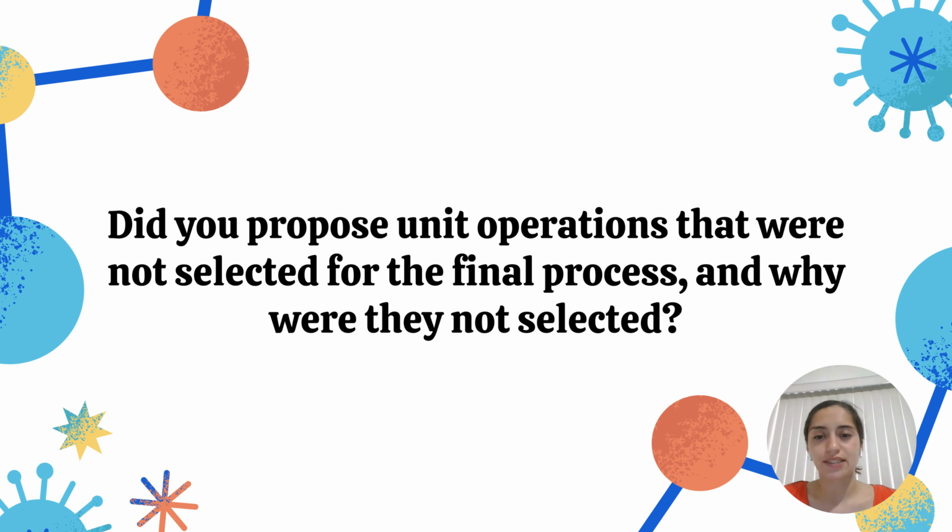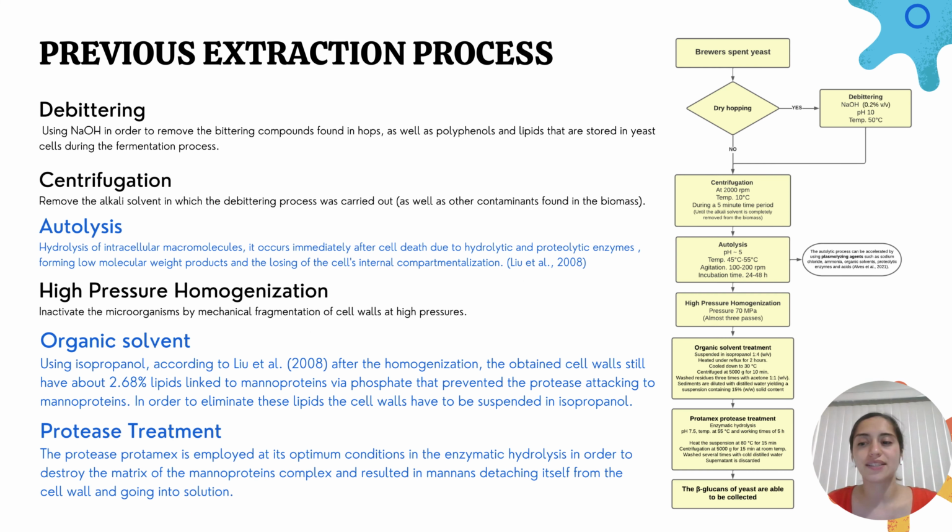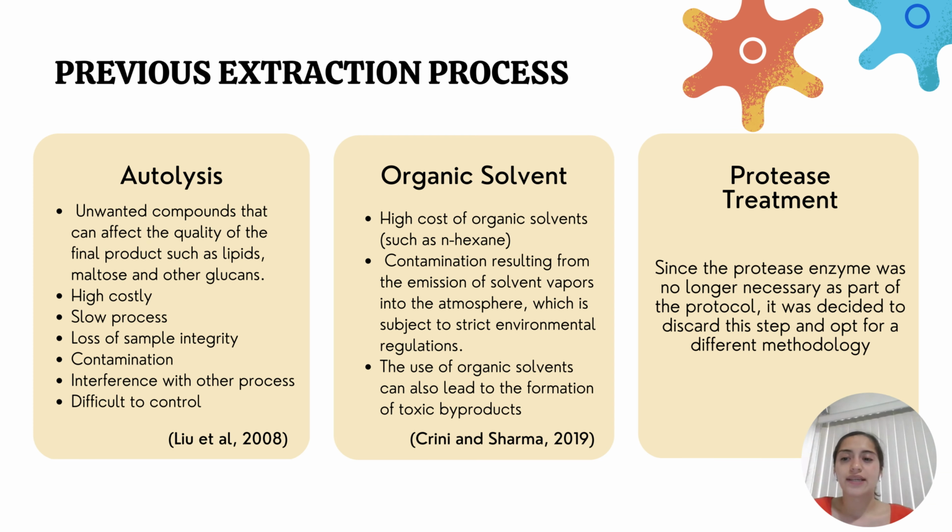And my last question is, did you propose unit operations that were not selected for the final process, and why were they not selected? The previous bioprocess protocol had the steps of dewatering with sodium hydroxide, centrifugation, autolysis, high pressure homogenization, use of isopropanol as an organic solvent for the elimination of lipids in the cell wall, and a treatment with protease for the destruction of complex mannoproteins. But for the final proposal of this process, the stages of autolysis, organic solvent, and the treatment with protease were modified. Next, I will present the reasons why these unit operations were not selected for our process.